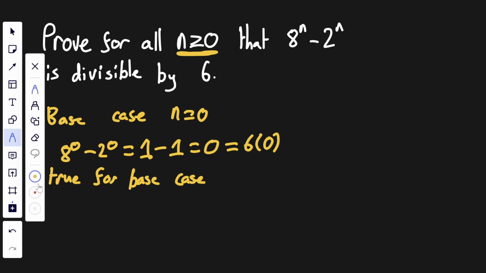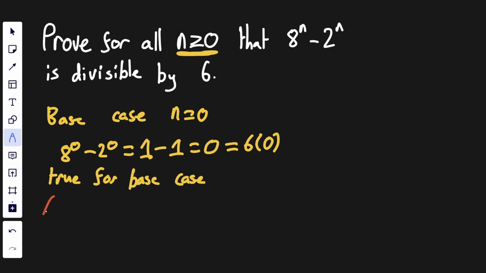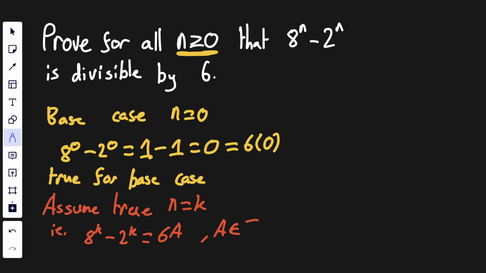Next, this is where we get our assumption. So assume true for n equals k, i.e. 8 to the k minus 2 to the k is equal to 6a, where a is some integer. So this is the definition of being divisible by 6.